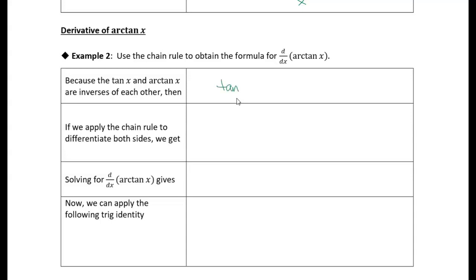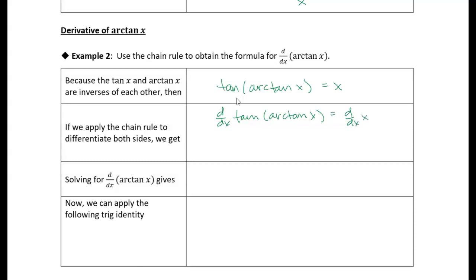So tangent of the arctangent of x is equal to x, right? I'm taking the function of the inverse. So now let's differentiate both sides. So d/dx of the tangent of the arctangent of x is equal to the derivative of x.